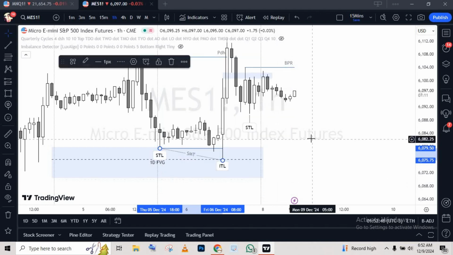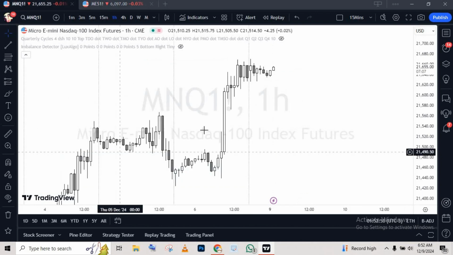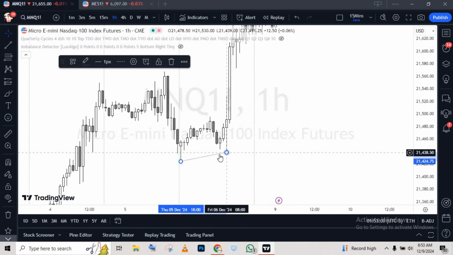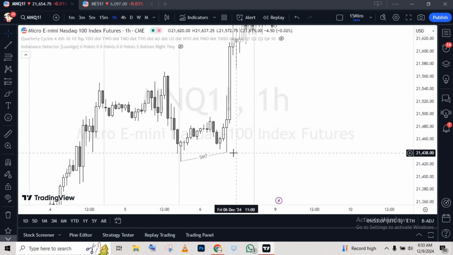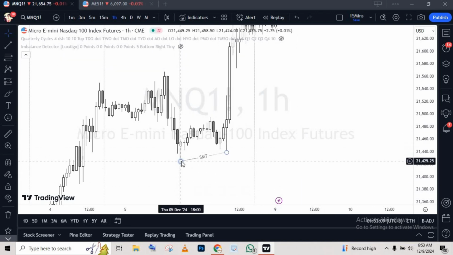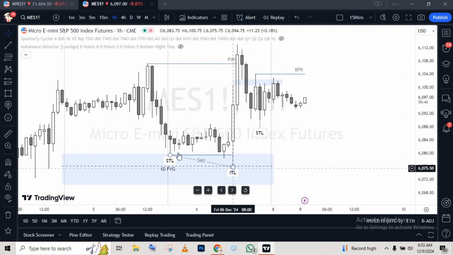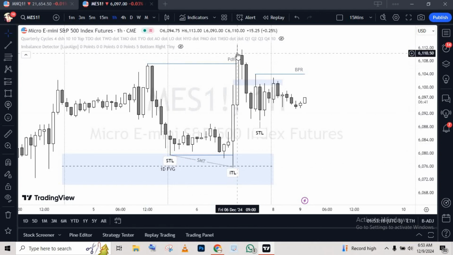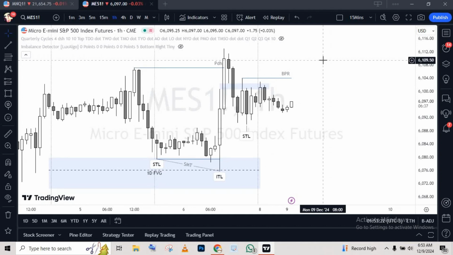Okay, so we have this SMT, and if we go all the way to Nasdaq, you can see the same SMT playing out right here. So Nasdaq wasn't able to go down there to grab that Asian low, whilst ES was able to dip below and grab that Asian low and show SMT on that before the push to the upside, taking out the previous day's high. So that really makes me extremely bullish on ES.